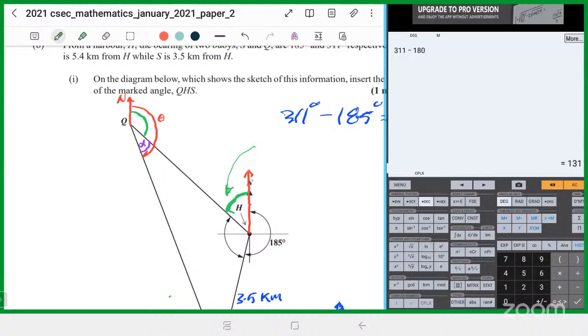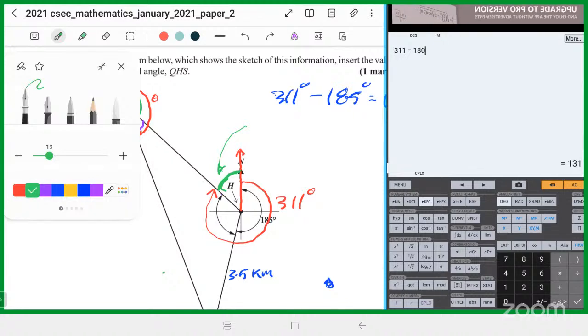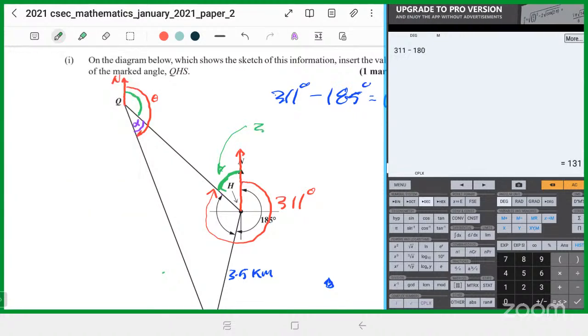minus 311. Remember that the entire angle around here was 311 degrees. So this little piece is what is left from the 360 degrees. So it is 360 minus 311 degrees. It works out to be what? 360 minus 311. That's 49.